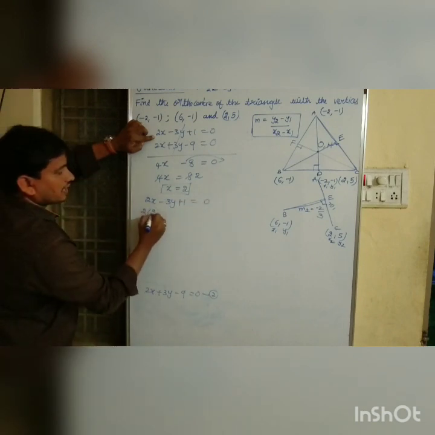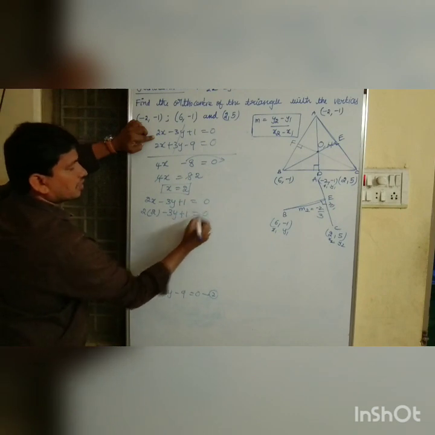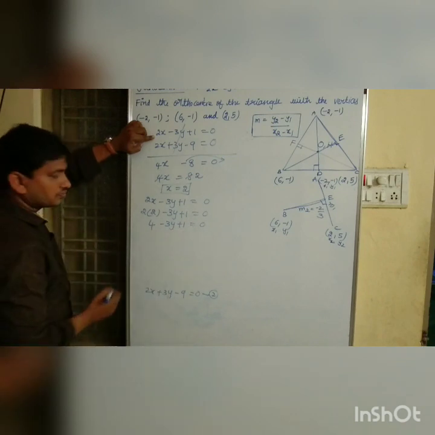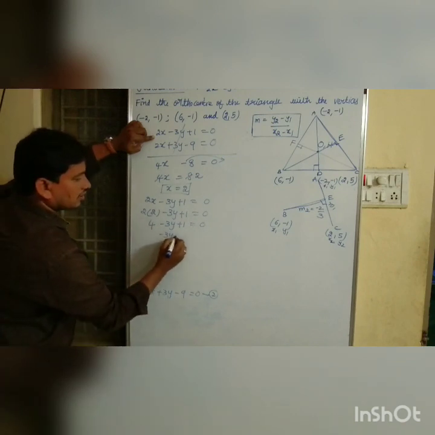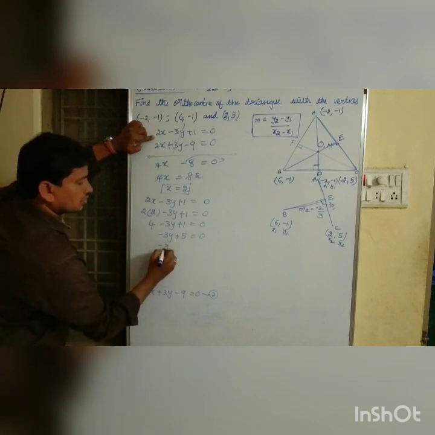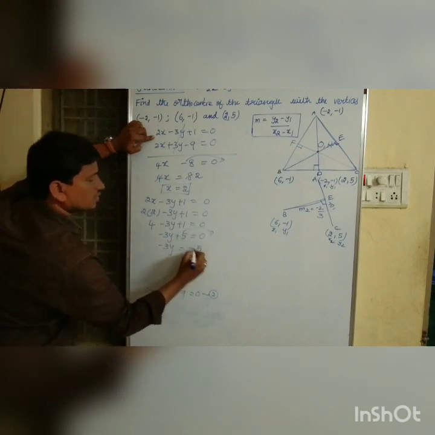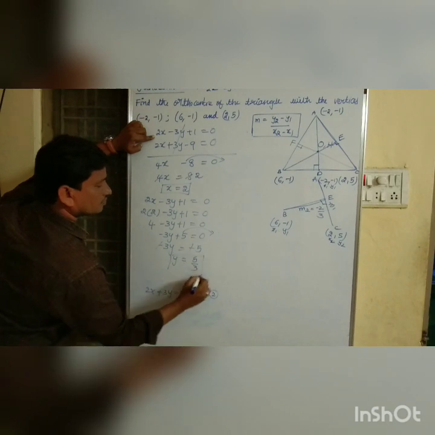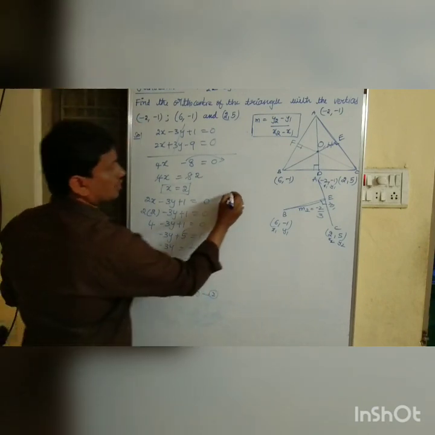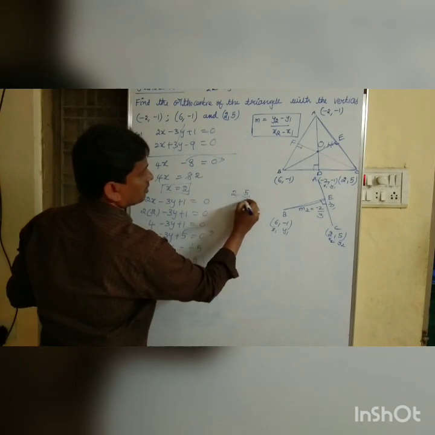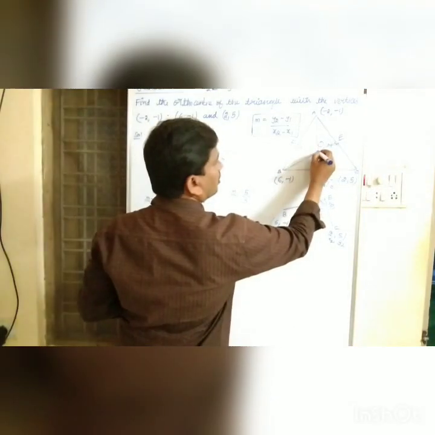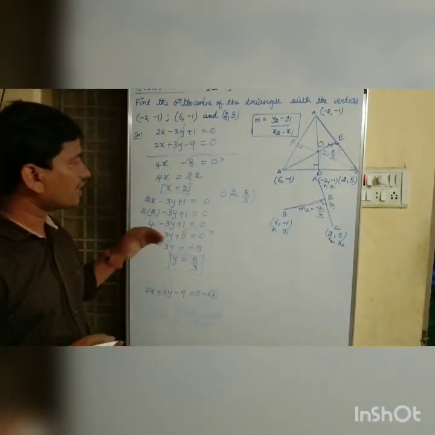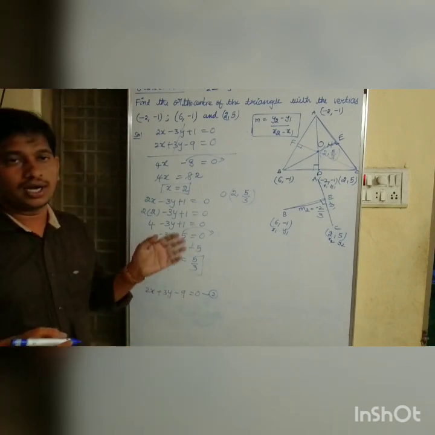So 2 into the x value 2, minus 3y plus 1 equal to 0. 2 twos are 4, minus 3y plus 1 equal to 0. 4 plus 1, 5, minus 3y plus 5 equal to 0. So minus 3y equal to minus 5 if you transpose. Minus and minus get cancelled, so y equal to 5 by 3. So one point is x is 2 and y is 5 by 3. That is the orthocenter, (2, 5/3), which is our required orthocenter. We can represent it with the letter either O or H.